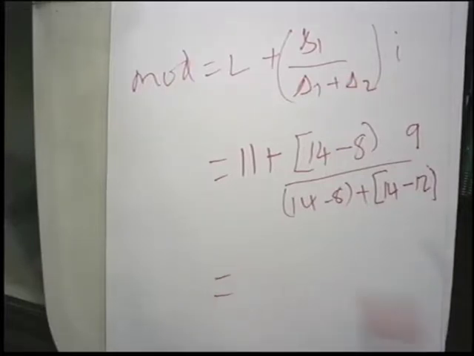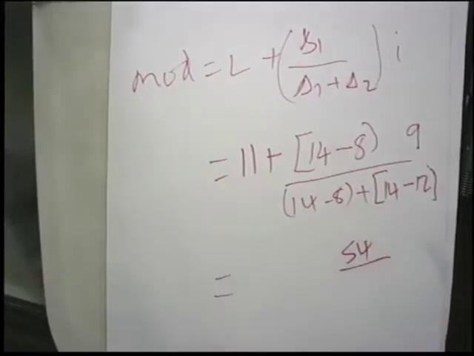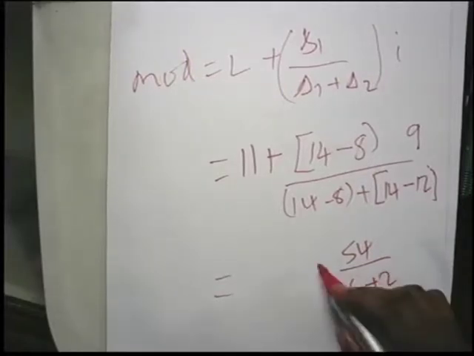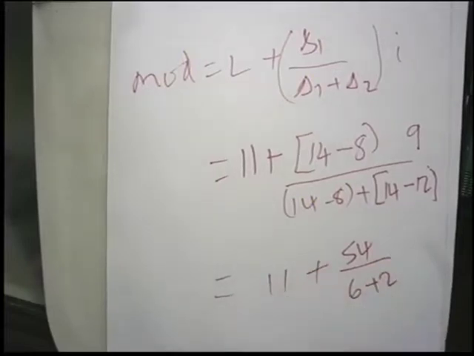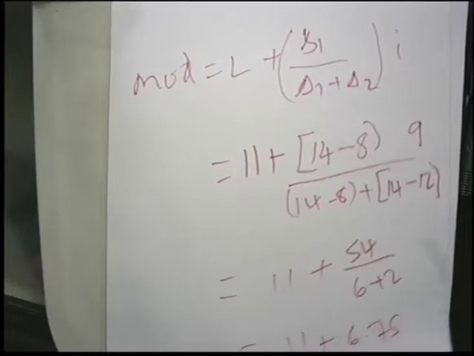All right, then we have 14 minus 8 is what? 14 minus 8 will give us 6. 6 multiplied by 9 will give us 54. Okay, so we have 54 on top. Then we have 14 minus 8, which is 6, plus 2, it's 8. Then 54 on top, divided by 8 there, will give you 6.75. We add it to 11, so our answer is 17.75. So our modal value is 17.75.